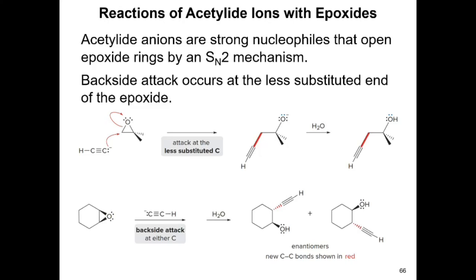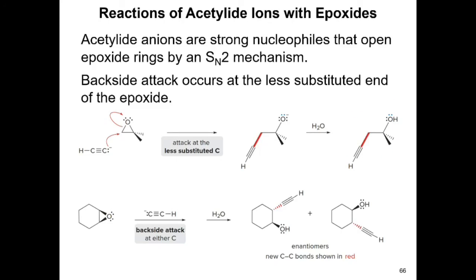So acetylide ions can also react with epoxides via SN2 mechanism. So here you can see that we have an acetylide ion attacking this less substituted carbon, which opens up the ring. And this results in the formation of this structure with a negative charge on the oxygen atom. Reacting this with water results in the protonation of this oxygen and forms the alcohol.